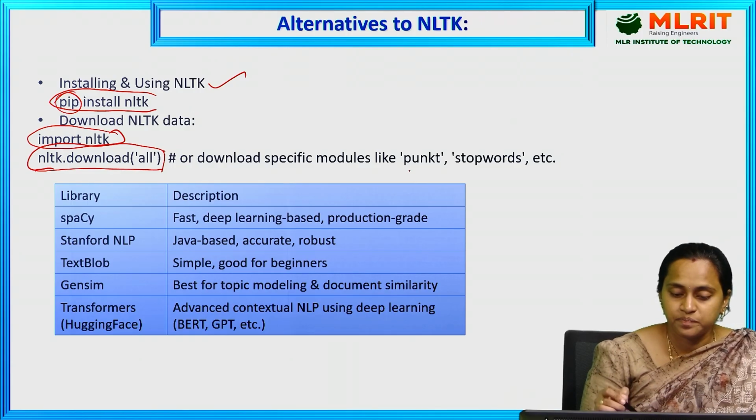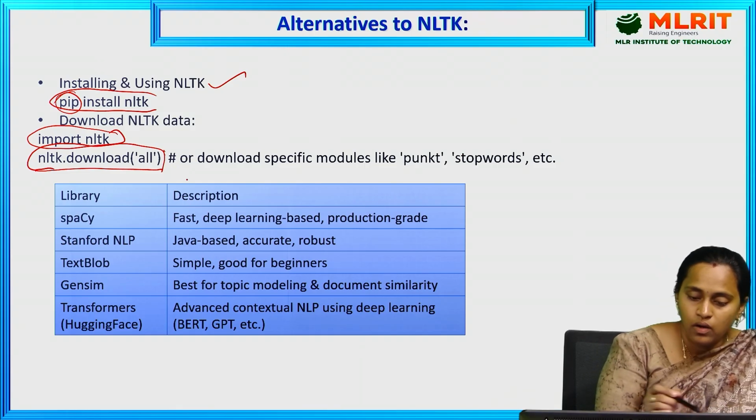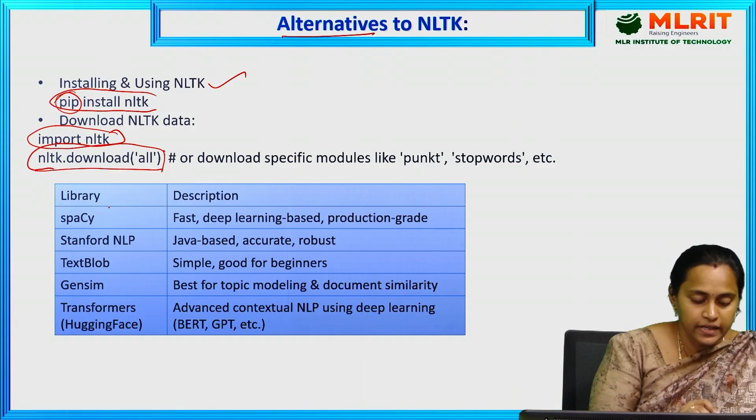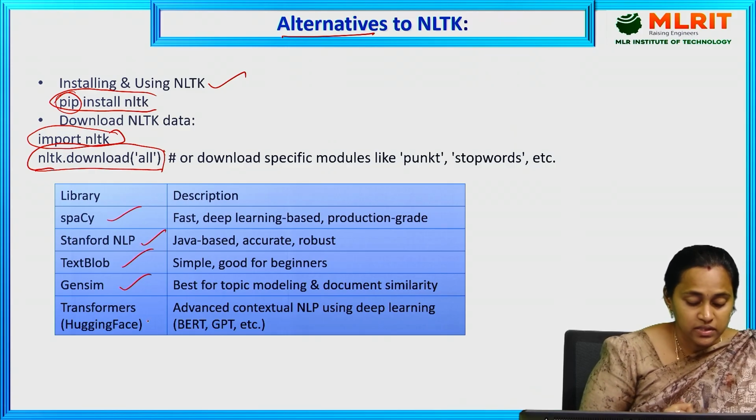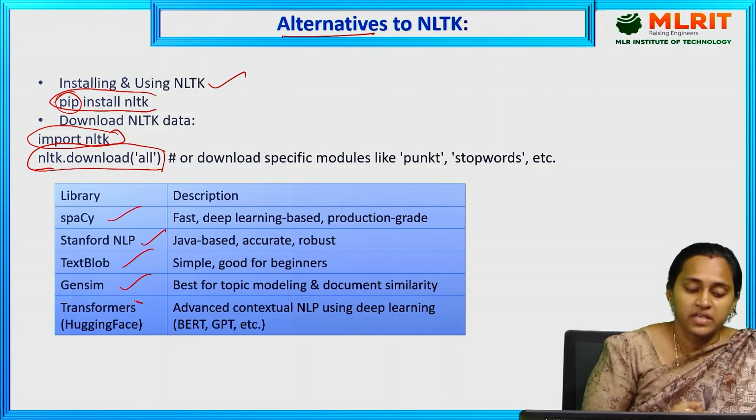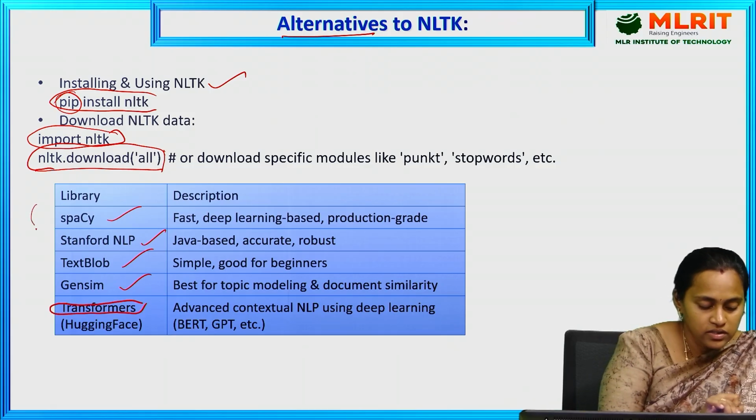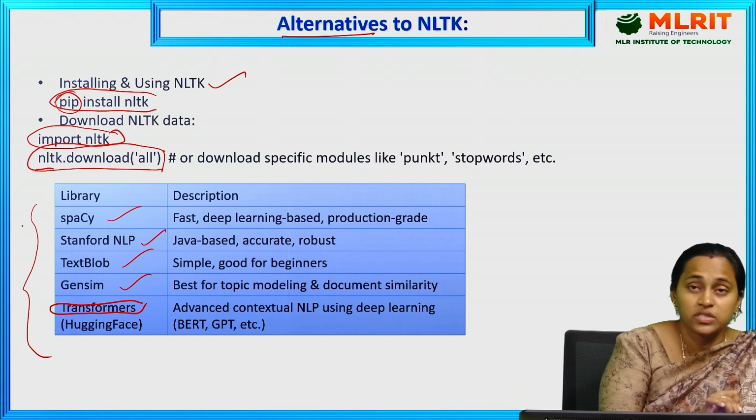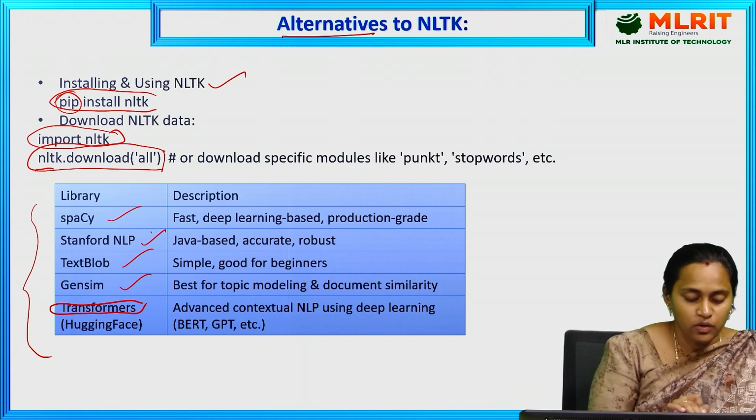Let's see the alternatives to NLTK. See the other libraries: spaCy, Stanford NLP, TextBlob, Gensim, and Transformers. By using Transformers, we are using Hugging Face. These are very important, and these approaches are used in the latest technologies. spaCy is a fast, deep learning based library.